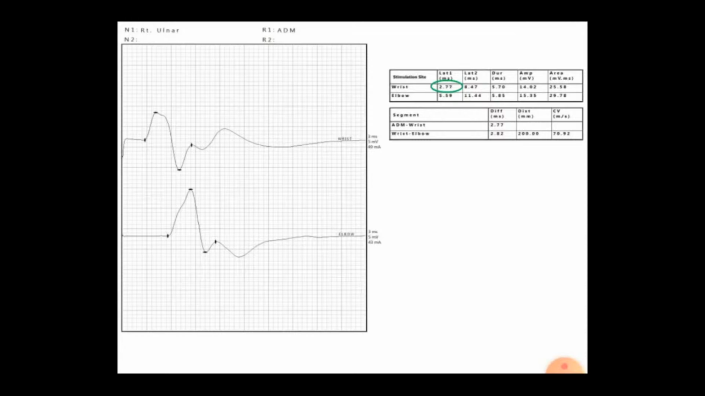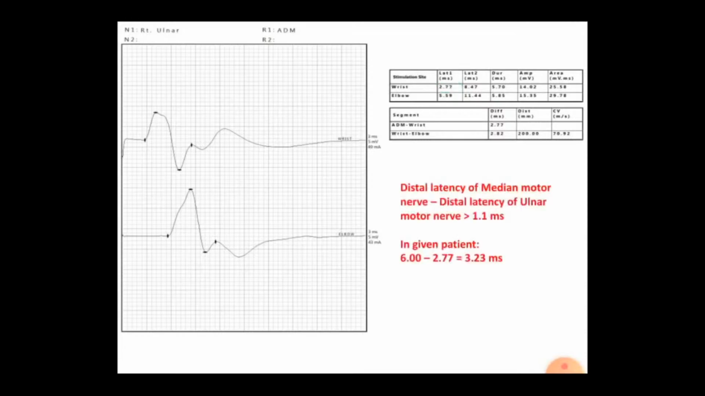It is 2.77 millisecond. Now there is one formula. So we have to take the difference of these latencies of median and ulnar nerve. Ideally in a normal individual the difference should be less than 1.1 millisecond. For carpal tunnel syndrome, this difference of distal latency of median motor nerve and distal latency of ulnar motor nerve should be more than 1.1 millisecond.